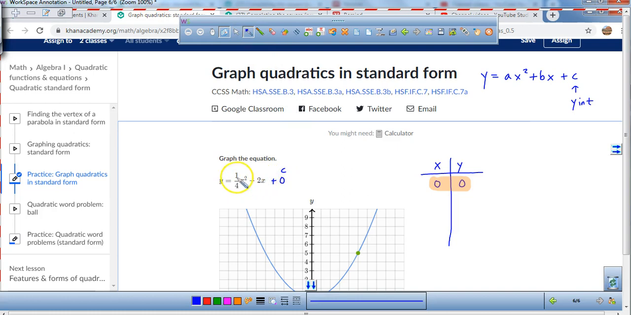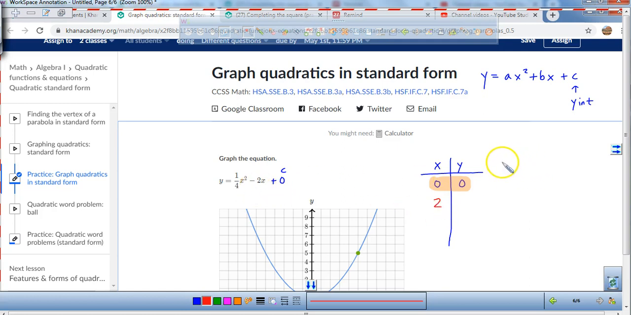Now, this is 1/4, and that's being squared. And so one of the things I'm going to use is a number that I know is going to be easily divisible by 4, or multiplied by 4. So if I plug in a 2, I know 2 squared becomes a 4. So I'm actually going to look at this fraction, and that's going to help me choose the numbers. I'm going to put a 2 here. And so how would that work? So we're going to put y equals 1/4, we're going to plug in a 2 for the x value, and then minus 2 times 2. So we're plugging in 2 for x.